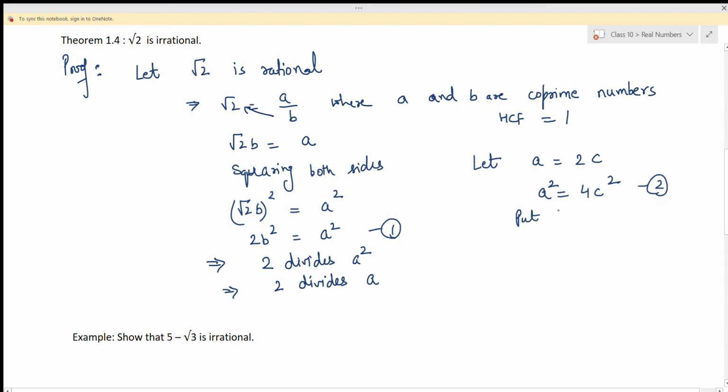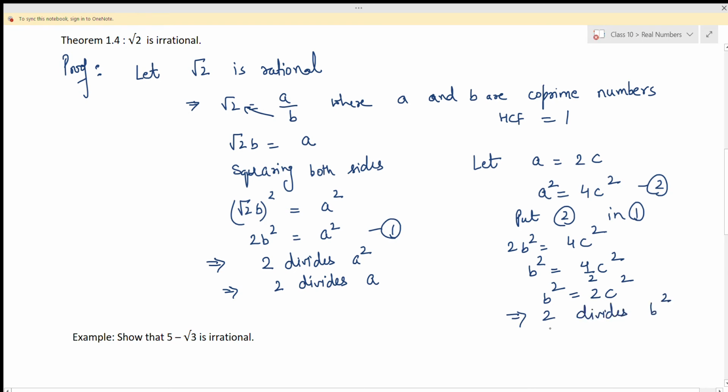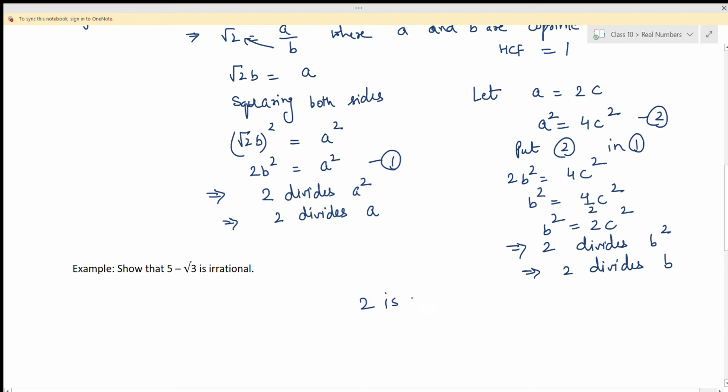So put 2 in 1. When I do that, what will I get? 2b square is equal to 4c square. This shows that b square is equal to 4 by 2 c square, meaning this is also equal to 2c square. Now this implies that 2 divides b square. This also implies that 2 divides b. Now from both these things I am getting that 2 is a common factor of a and b, as it is dividing both of them.